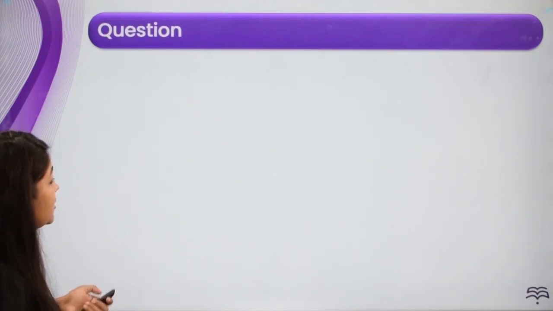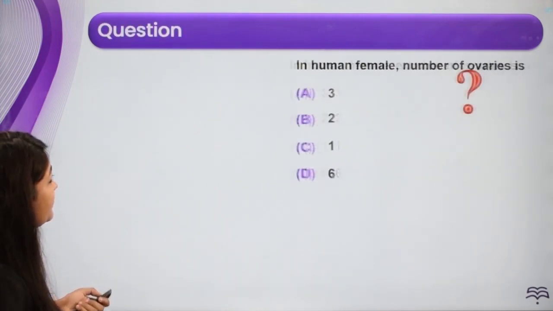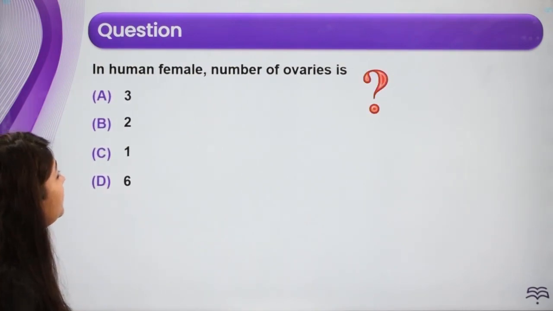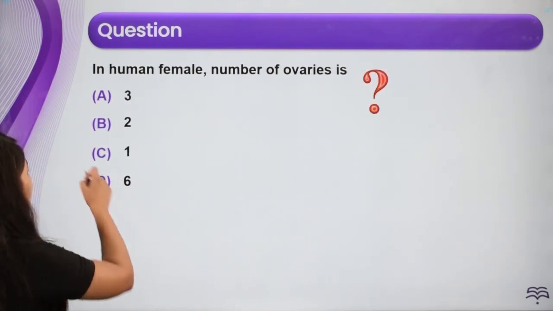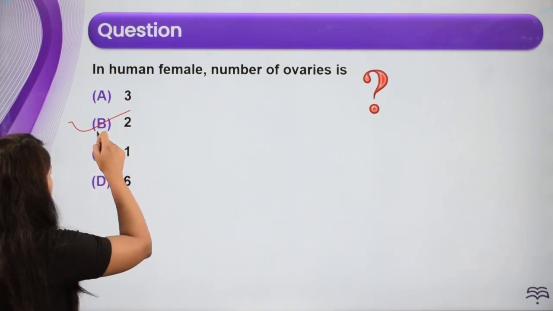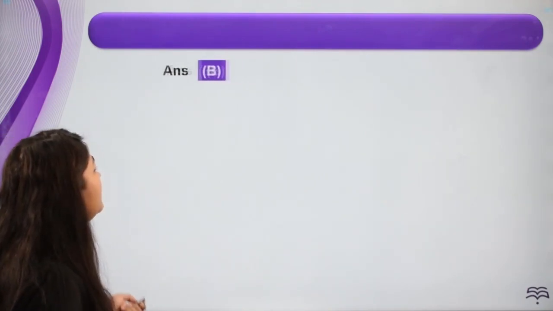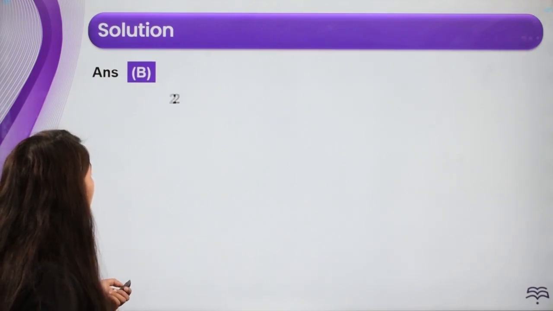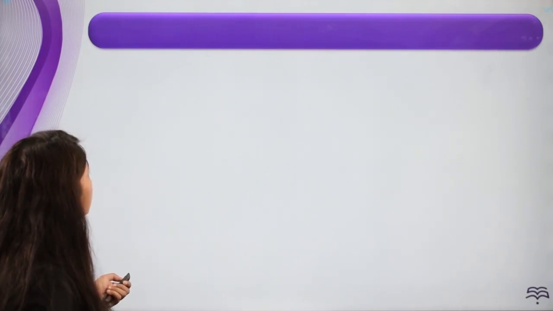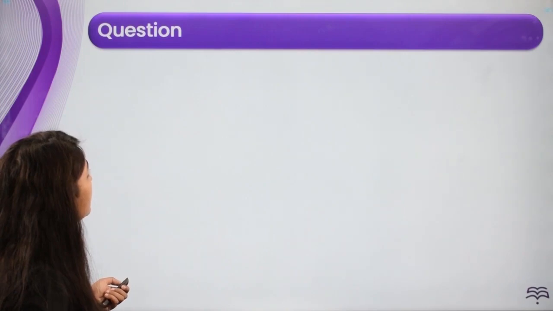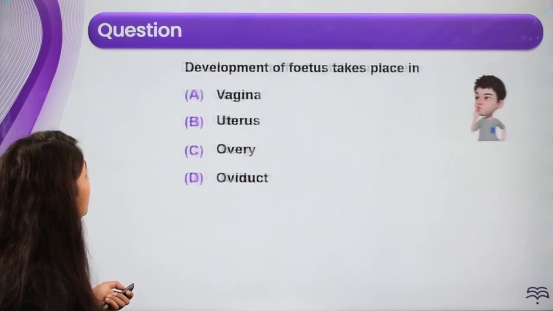What is going to be the next question? In human female, what is the number of ovary? A pair, 2, right. There is one right ovary and one left ovary. So the questions are very simple. This is a very basic part of the female reproductive system.